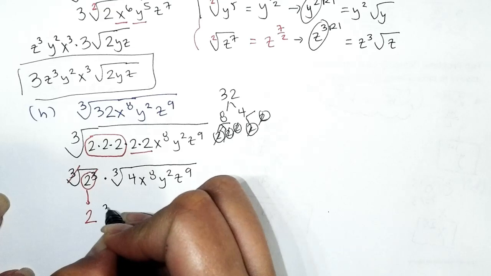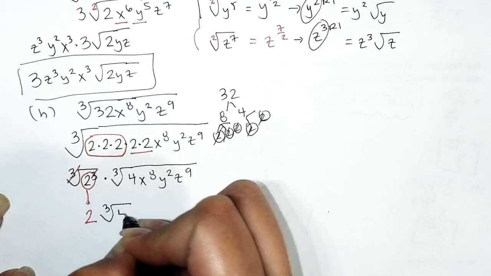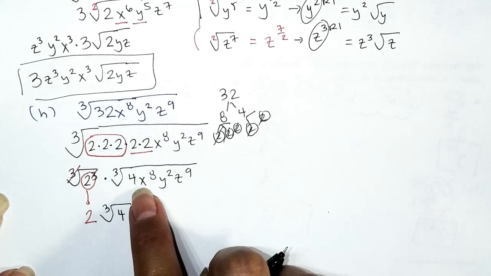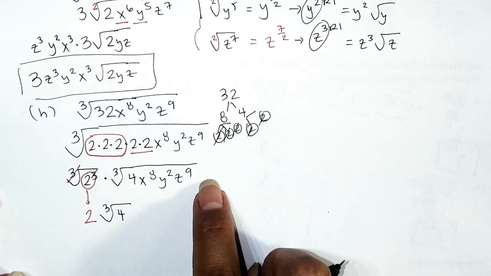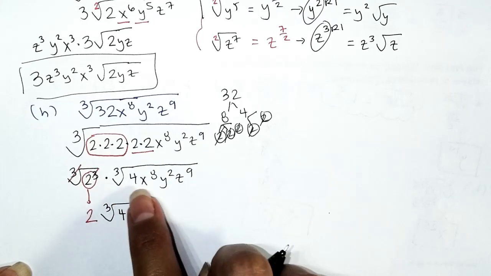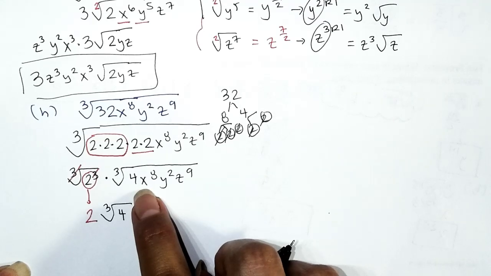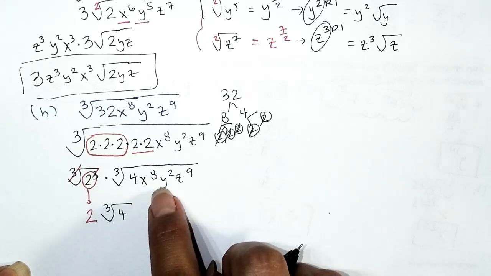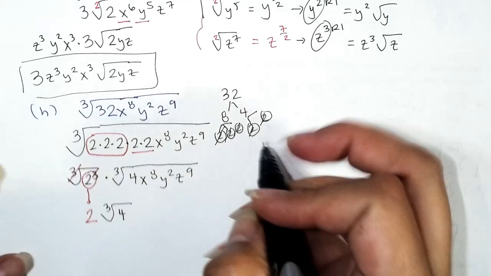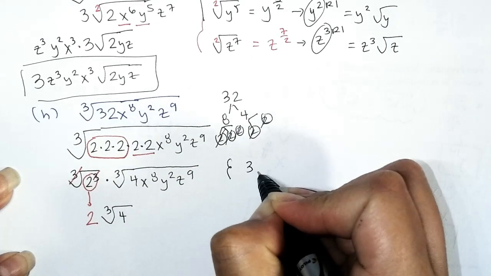Times cube root of 4, which we have established that we cannot simplify, but now it's showtime. Let's simplify those variables. Cube root of x to the 8th. What this boils down to is this. When we put it in exponential form, we will write this as x raised to the 8 over 3. Why don't we just do 8 over 3 on the side? Okay, well, with the into symbol.